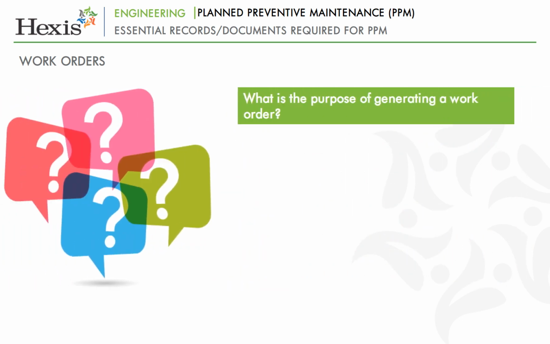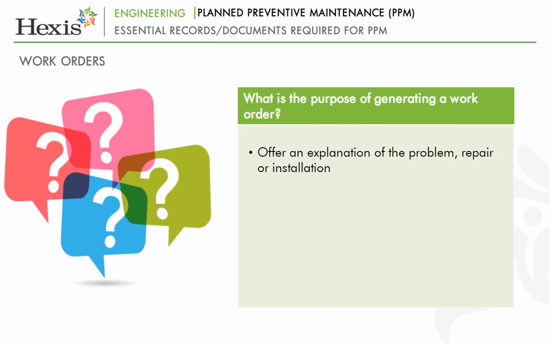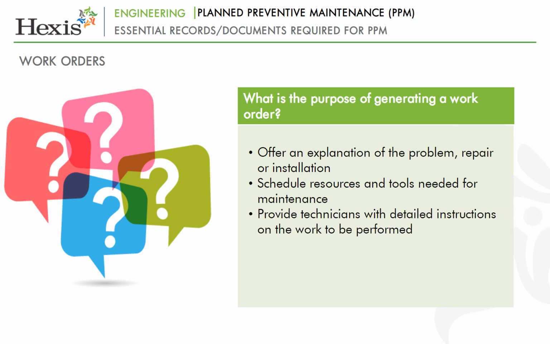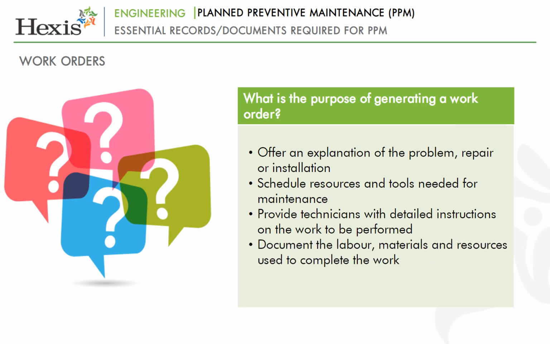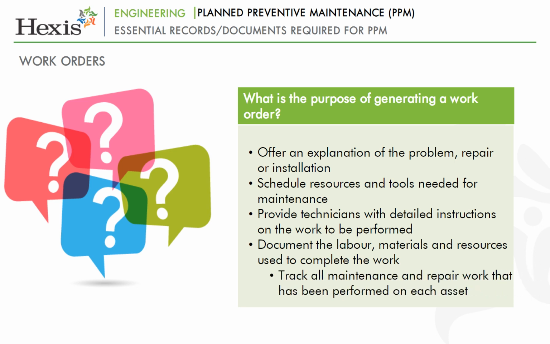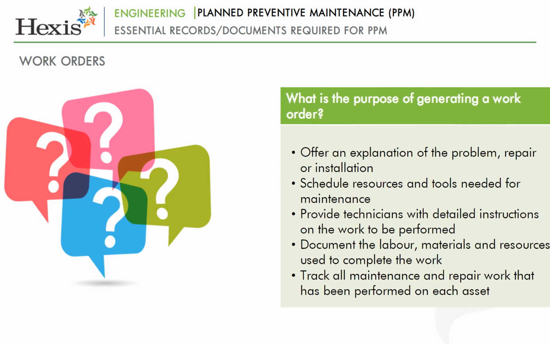What is the purpose of generating a work order? Offer an explanation of the problem, repair, or installation. Schedule resources and tools needed for maintenance. Provide technicians with detailed instructions on the work to be performed. Document the labor, materials, and resources used to complete the work. Track all maintenance and repair work that has been performed on each asset.